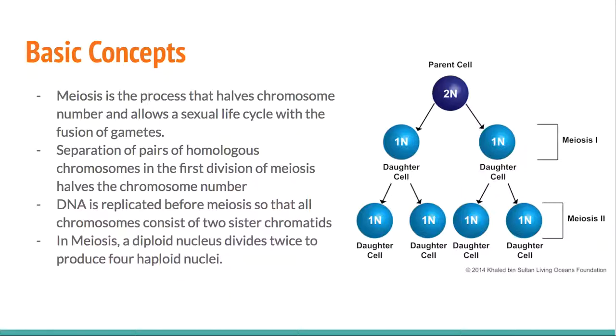In meiosis, a diploid nucleus divides twice to produce 4 haploid nuclei, which is shown in the diagram next to this. So you first have the parent cell, which has 4 times as many chromosomes as the eventual daughter cell, because cells undergo meiosis twice. And meiosis only occurs in sex cells because, for example, bacteria or other types of organisms undergo binary fission.